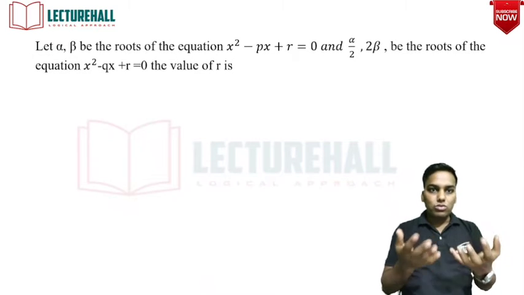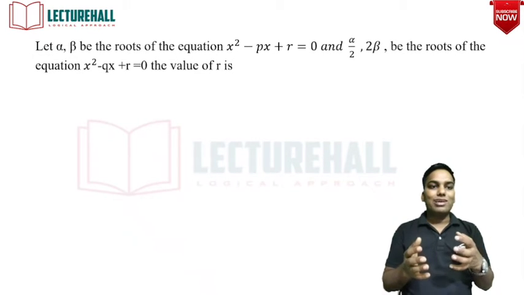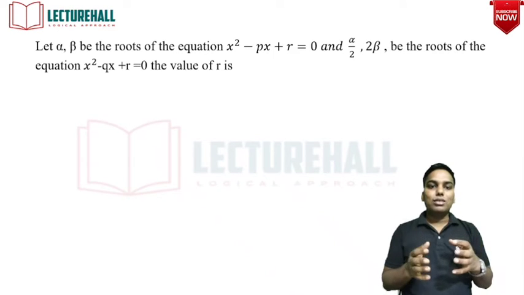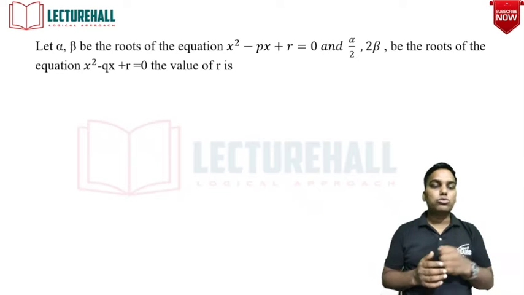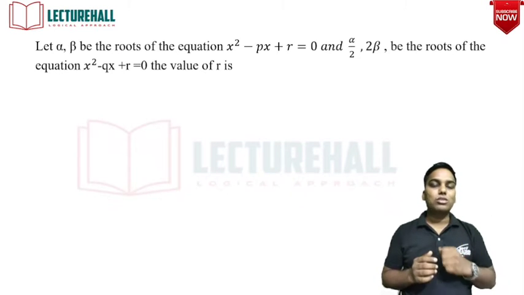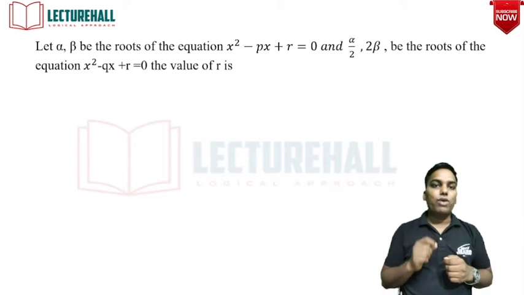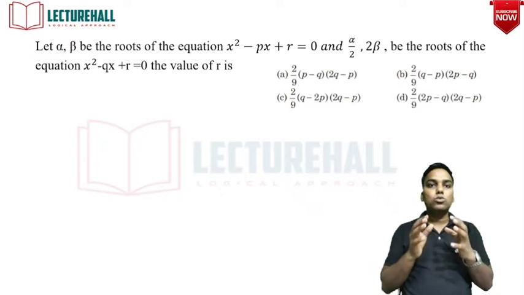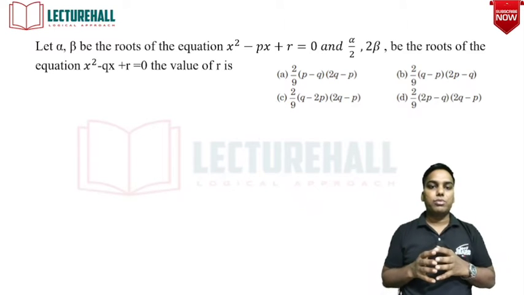There is one question in front of you. Let alpha, beta be the roots of the equation x square minus px plus r is equal to 0. The second condition is given: alpha by 2 and beta be the roots of the equation x square minus qx plus r is equal to 0. We need to find the value of r. This question was asked in the 2018 NIMSET paper, and there were options given to us.